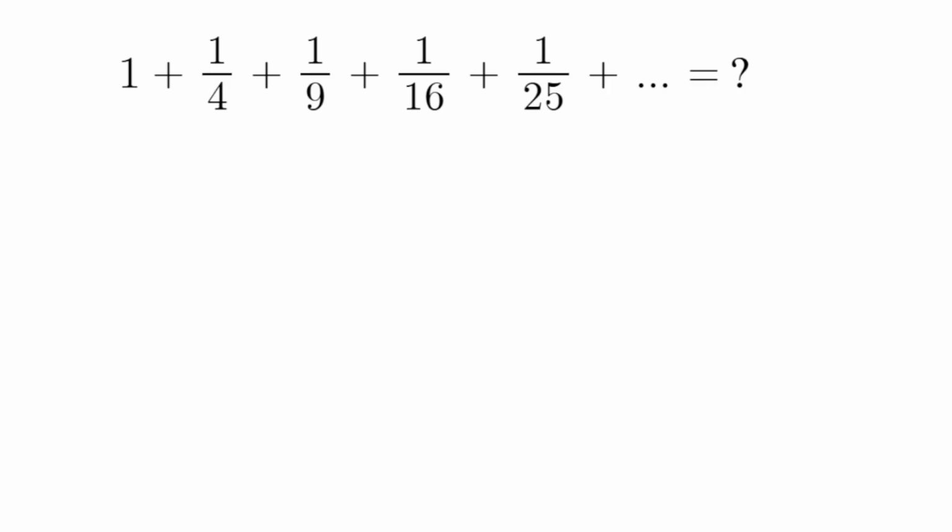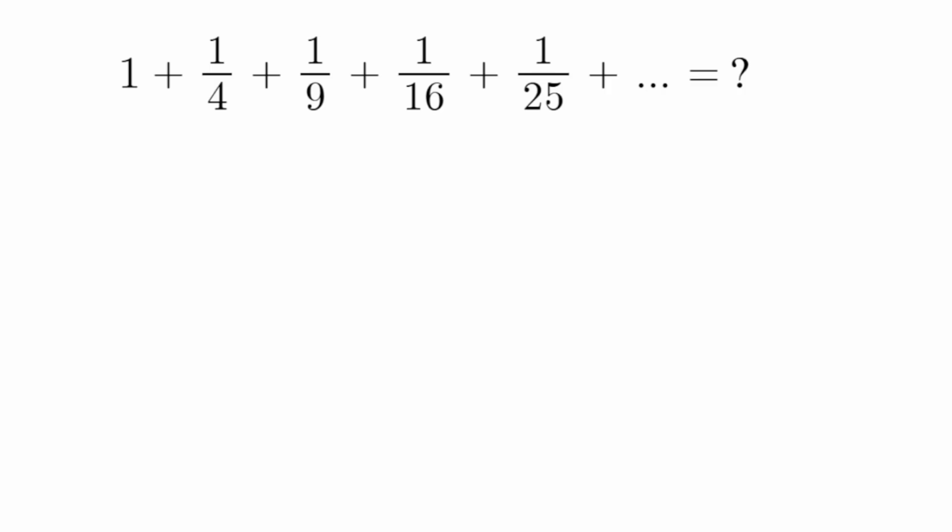Today we're going to be evaluating the Basel problem, that is the sum of the reciprocals of the squares. I know I've done that problem on the channel before, but that was kind of the standard proof of the Basel problem. This one's going to be a little bit different. We're going to be using a combination of complex numbers and Feynman's technique.